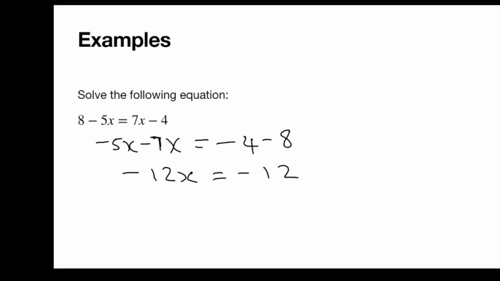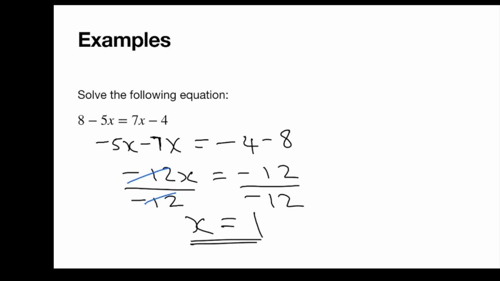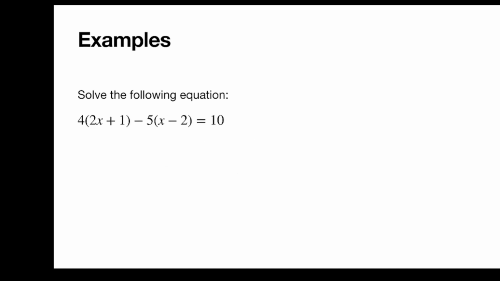And to get x, you divide by that number that is stuck in front of x there. So divide both sides by negative 12. So the minus 12 will cancel out, and so that will give you x on the left-hand side. On the right-hand side, that is negative 12 divided by negative 12, and the answer will be 1. So x is equal to 1 in this equation.